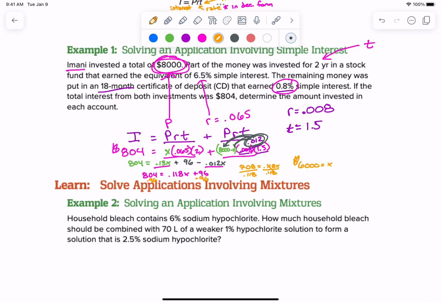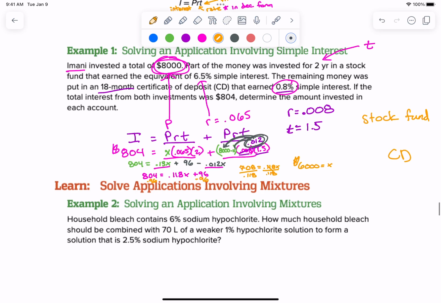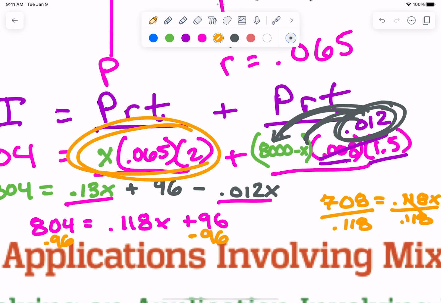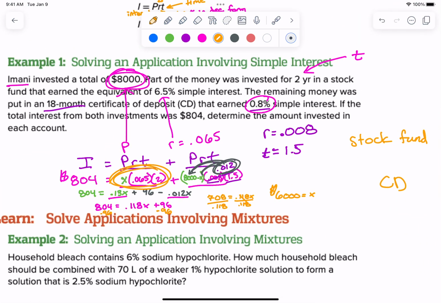6,000 is going in which one? The first one. We have a stock fund, and then we have a CD. Do you know what a CD is? A certificate of deposit. So 6,000 is going into which one? The stock fund. X was the one that had a 6.5% for 2 years, and that was the stock fund. So 6,000 is going here, which means how much goes in the CD? 2,000. Does that make sense?